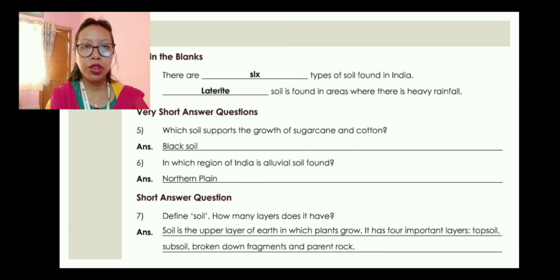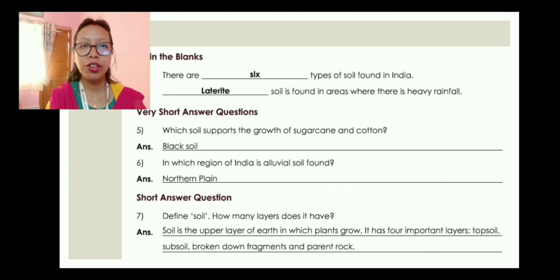Then question number 3, there are dash types of soil found in India. That is 6 types of soil. Then number 4, dash soil is found in areas where there is heavy rainfall. That is the laterite soil, and the crops grown are tea and coffee. Then let us come to question number 5. Which soil supports the growth of sugarcane and cotton? When the cotton comes and sugarcane comes, it is the black soil.